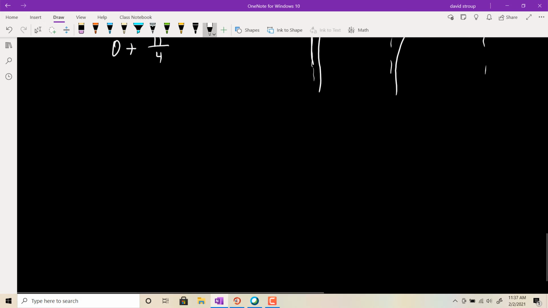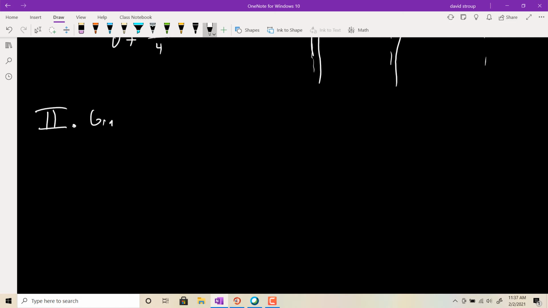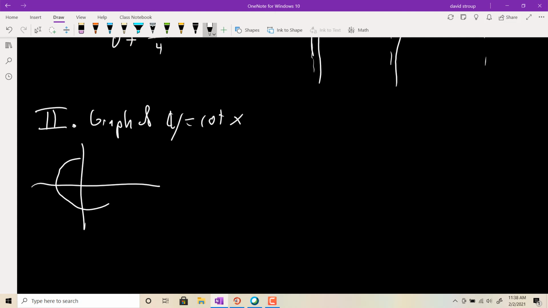Okay, and next, moving on to cotan. Cotan is very similar to tangent. It's just going to be shifted. So the graph of y equals cotan x. Again, we can work with the unit circle and go around every pi over 4. This time we'll be starting at 0, so the period this time is going to go from 0 to pi.